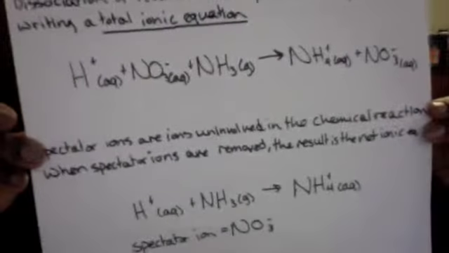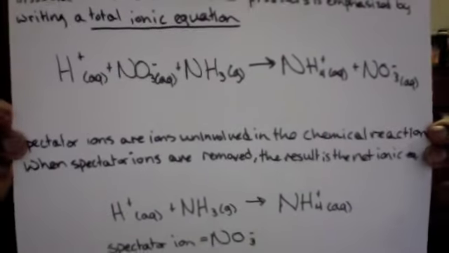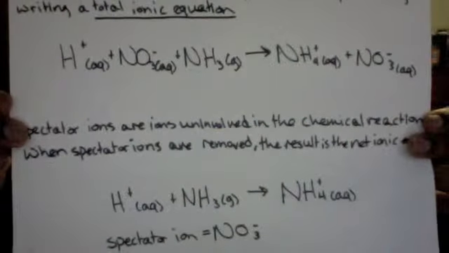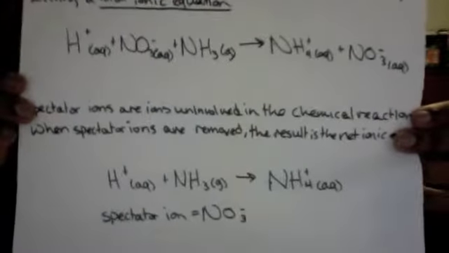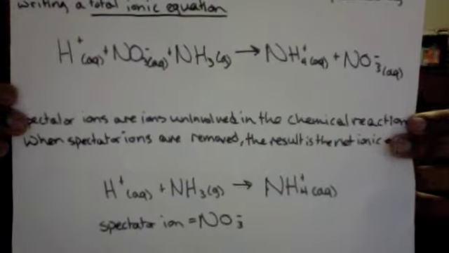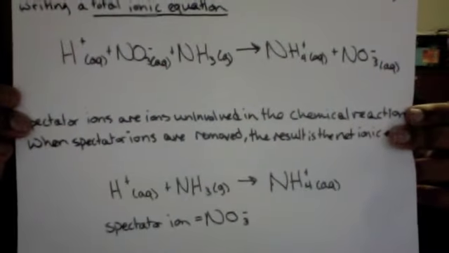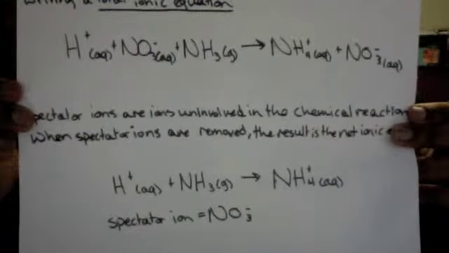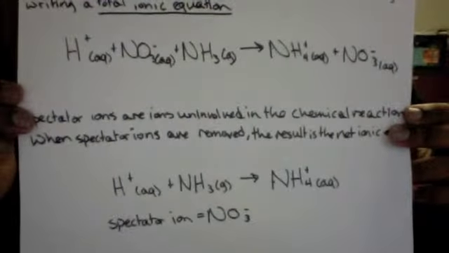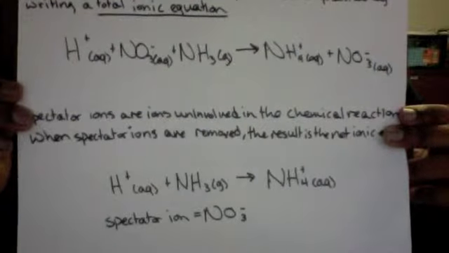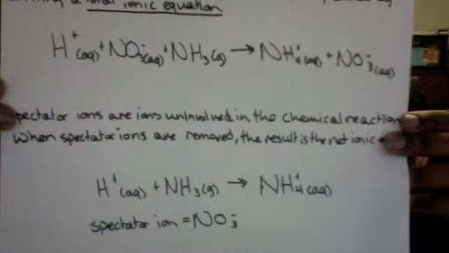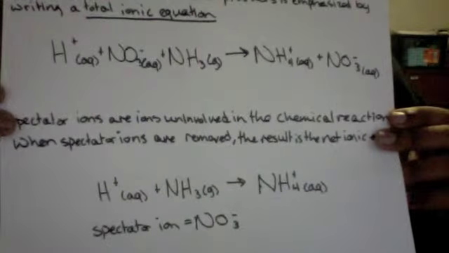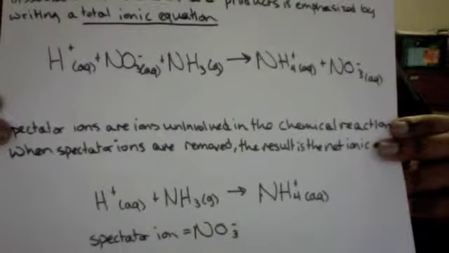Coming from the molecular equation, we also have the total ionic equation. Dissociation of reactants and products is emphasized by writing a total ionic equation, and as you can see with the previous equation given, the nitric acid and ammonia, you can see that nitric acid is dissociated because it is a strong acid. It completely dissociates in water, while ammonia does not because of its gaseous form.